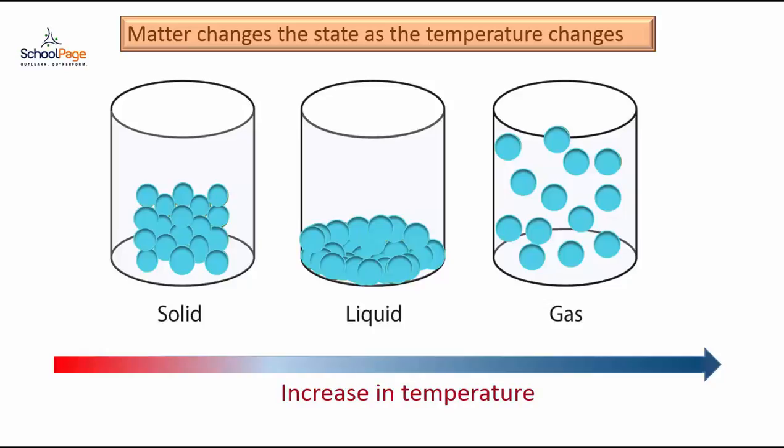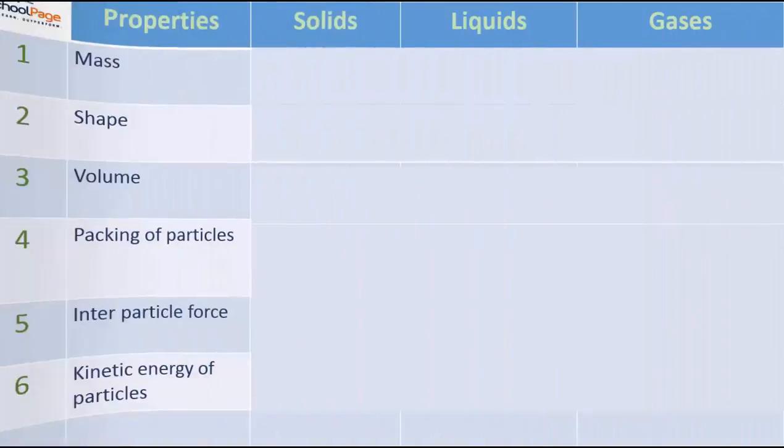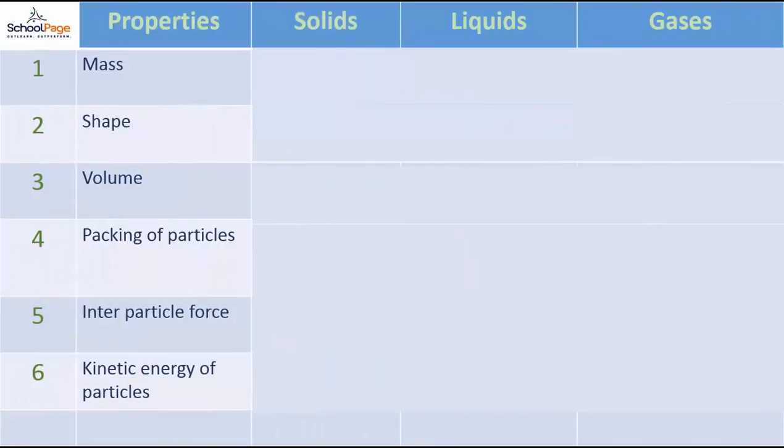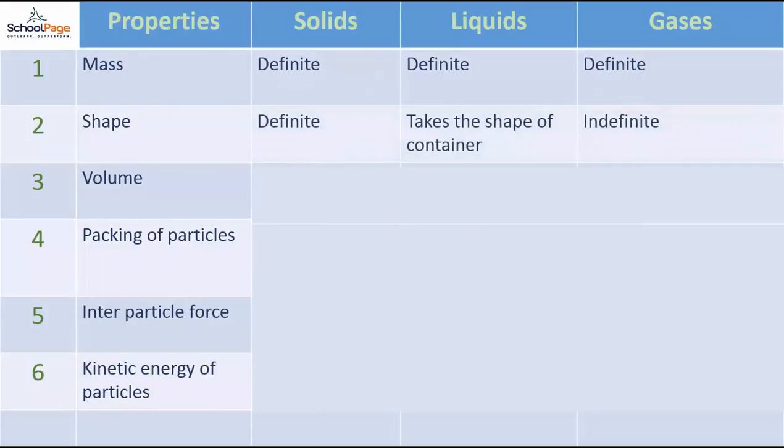We have now understood matter, the different states of matter, the factors which affect the different properties of these states, and the interconversion of the states of matter. Now let us have a quick recap of the properties of different states of matter. Solids, liquids and gases have definite mass. Solids have definite shape. Liquids take the shape of the container, whereas gases have no definite shape.